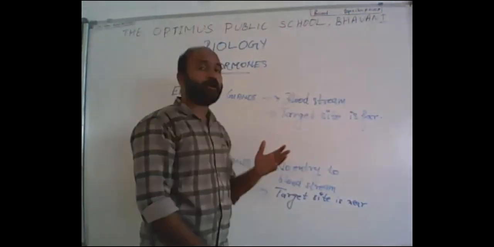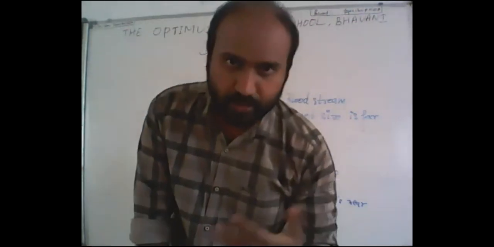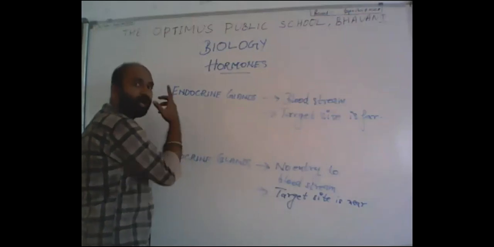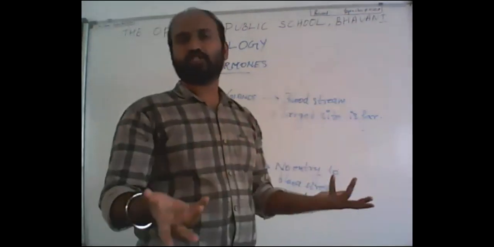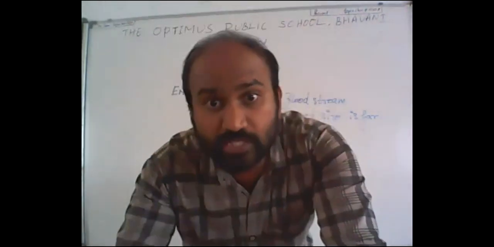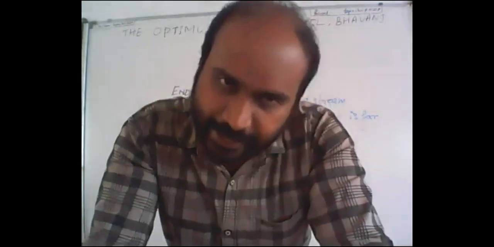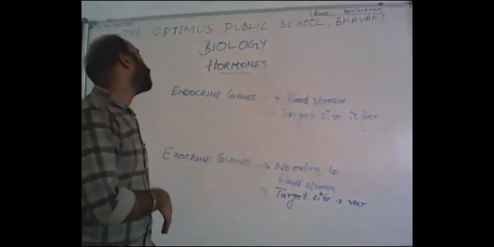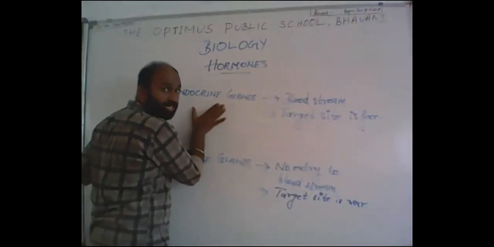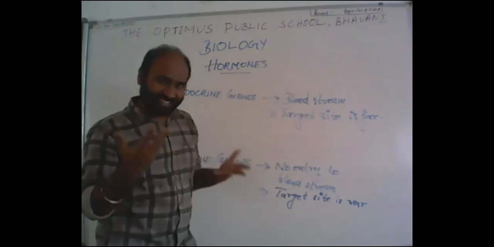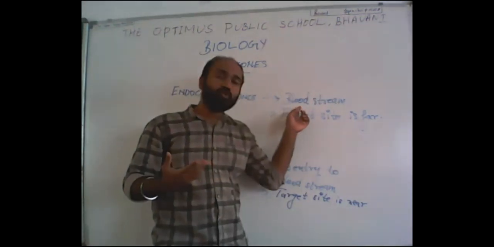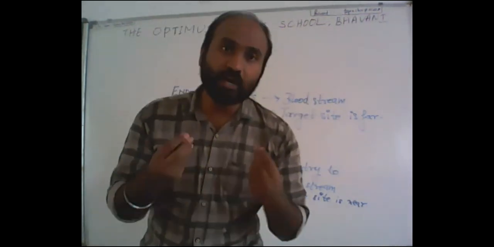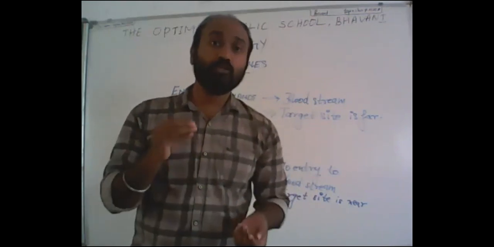Now, two types of glands are in the body: endocrine and exocrine glands. Endo means something inside. Exo means outside, right? Exoskeleton, endoskeleton, right? In the same way, endo means inside, and exo means outside. So endocrine glands are those glands which secrete their secretion inside the body, usually in the bloodstream. They secrete the hormones or chemicals into the bloodstream.